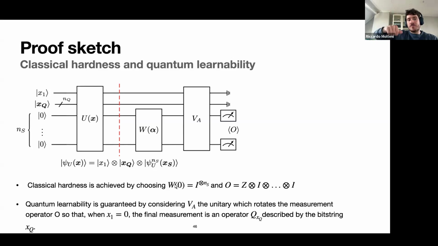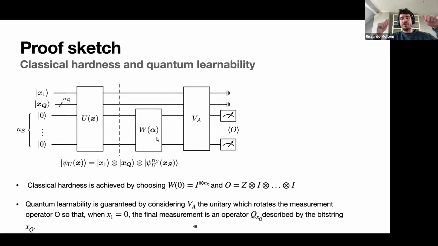Remember, alpha labels the concept, and the classical algorithm has to learn for every concept in the concept class. So if I take W alpha to be the identity for alpha equals zero, and I measure with just the Z observable on the first qubit, I know that you cannot learn this function on more than alpha of the B strings for which the bit is one. However, quantum learnability is guaranteed by considering this V alpha, which basically rotates this observable into exactly the observable that is needed to learn this W alpha.